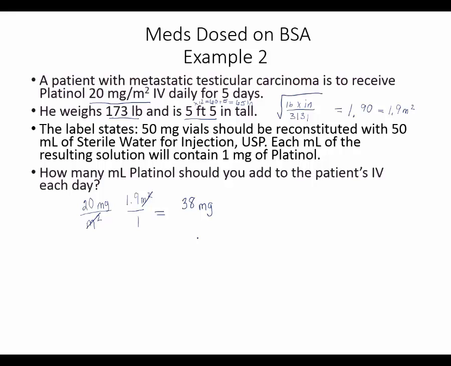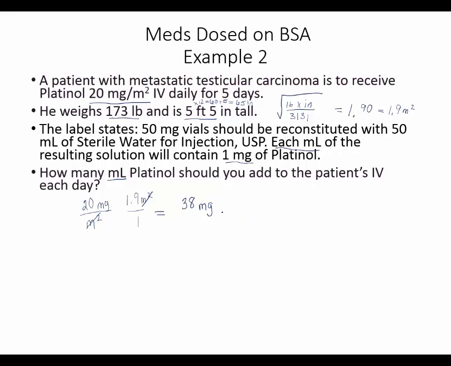That doesn't finish the question, though, because we're asked how many milliliters. My next step is to convert the milligrams to milliliters. In order to do that, I have to know how strong my medication is. So looking at the third bullet point, the label says 50 milligram vial, reconstituted with 50 mLs of sterile water for injection, as defined by the United States Pharmacopeia. And then this is really important. Each mL of the resulting solution will contain 1 milligram. So that is how strong my medication is.